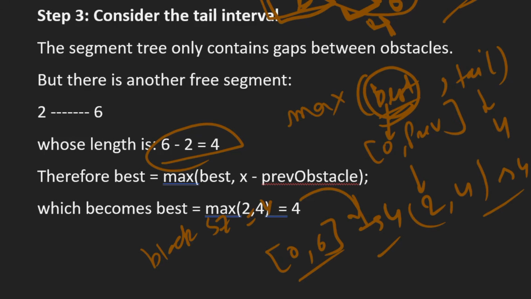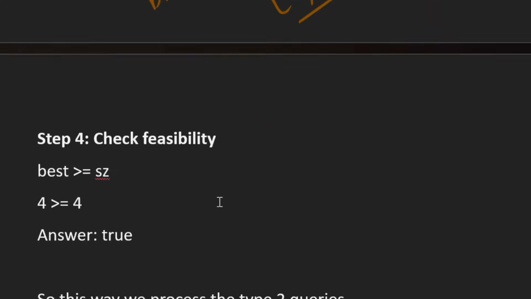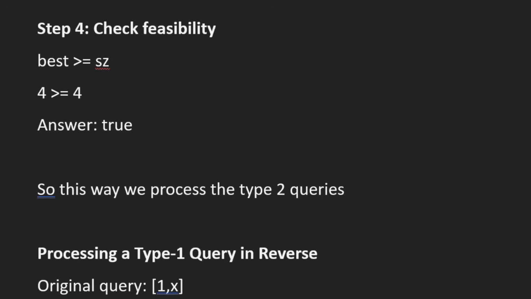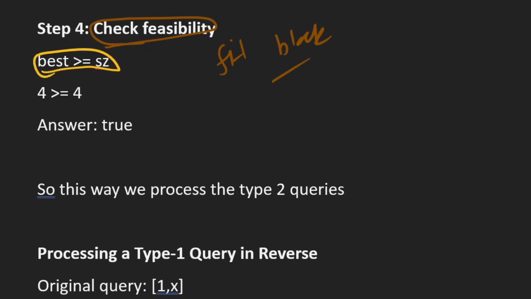So that block can fit in, right? So we find the maximum block size or maximum gap from here. Then once we find the maximum gap, we check whether it is feasible to fit the block. It is feasible to fit the block. So we check if best is greater than or equal to size, that is 4 is greater than or equal to 4, then our answer is true.